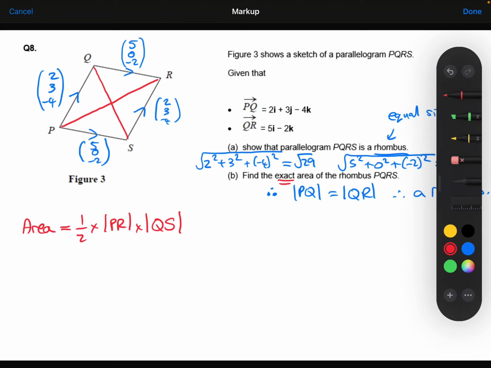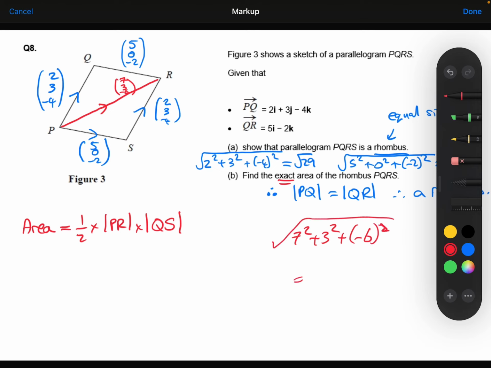Right, PR. In order to work that out, let's get the vector. Just to simplify my diagram, let's get rid of QS for now. Now, P to R is the same as P to Q plus Q to R. So I'll add those two vectors together. So 2 plus the 5 is 7, 3 plus the 0 is 3, -4 plus the -2 is -6. So that's the vector PR. So the length of that, let's just do a little bit of Pythagoras to work out the length of that line. 7 squared plus 3 squared plus (-6) squared, all square rooted, is root 94. So the length of PR is root 94.